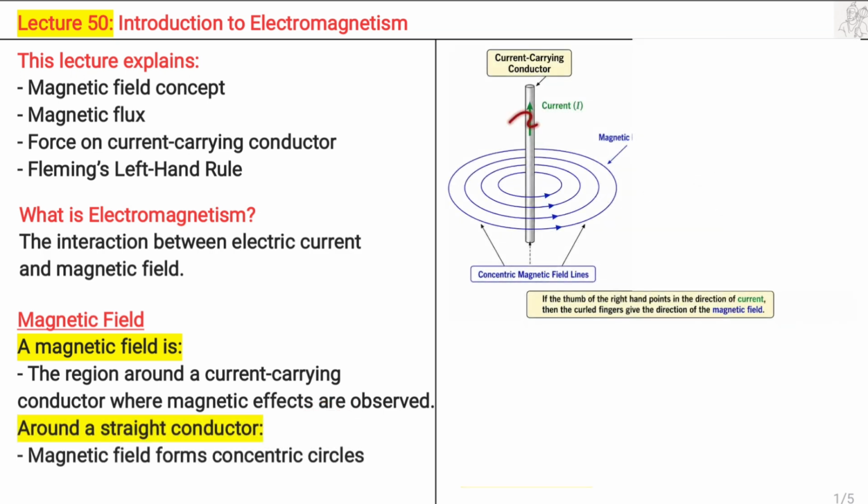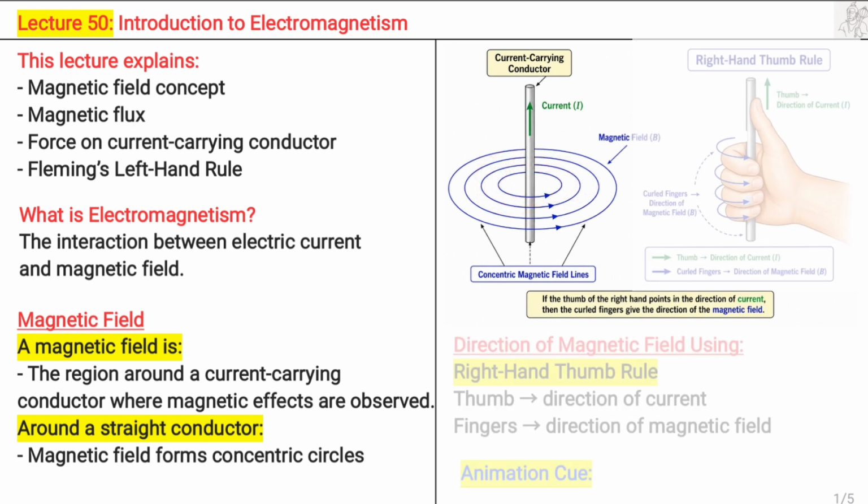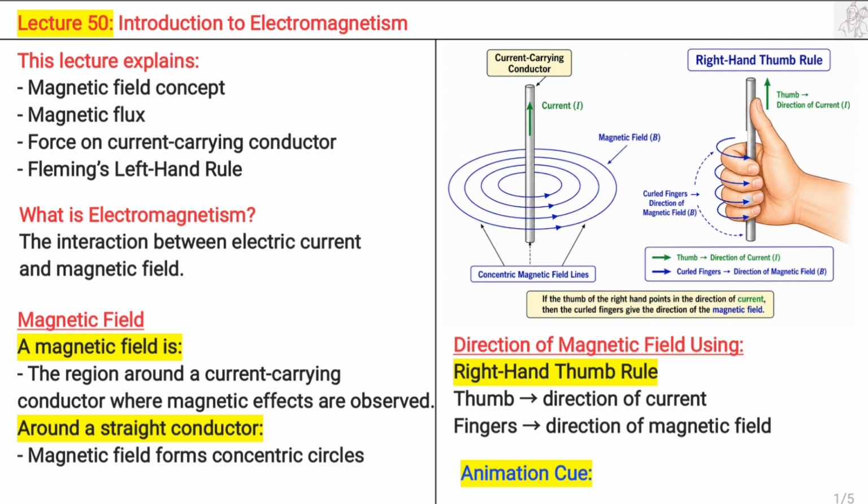For example, if we have this straight conductor and current is flowing through this in this direction, then the area around this conductor is where the magnetic field is observed, and magnetic field is seen forming concentric circles around this current carrying conductor. The direction of this magnetic field is obtained using right hand thumb rule. So if we grab this conductor in the right hand in this way, then this thumb will point the direction of current and the fingers will curl in the direction of magnetic field.